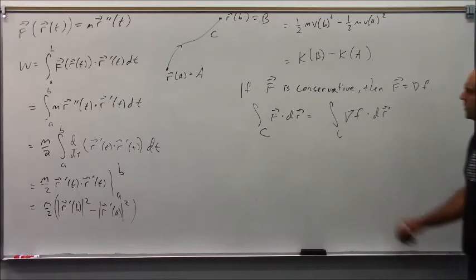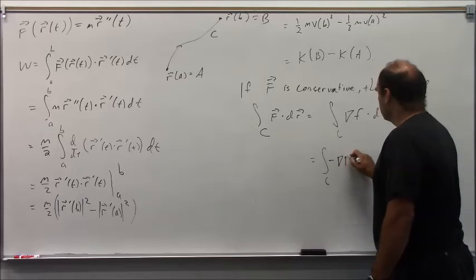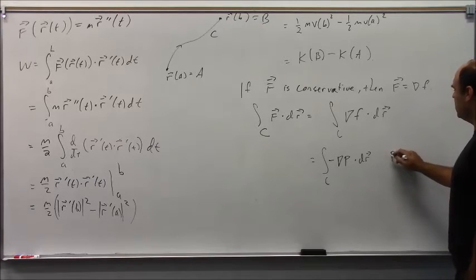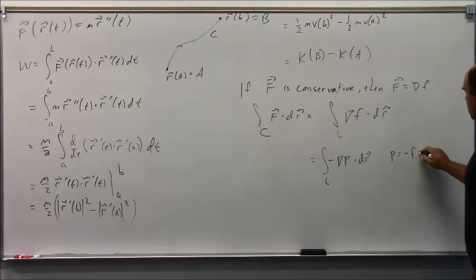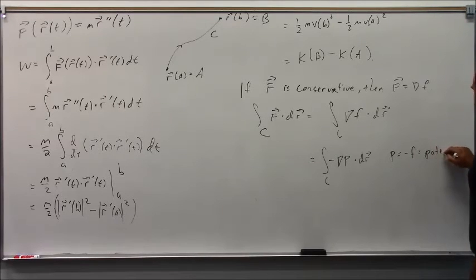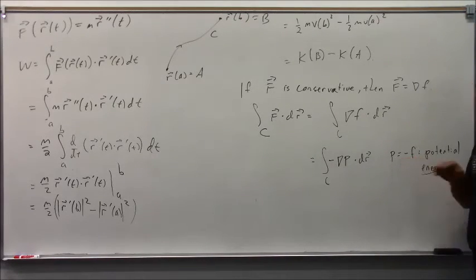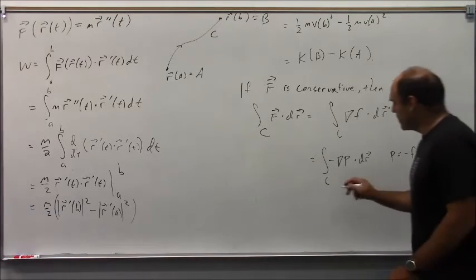And I'm going to introduce a new notation here. This is going to be the path integral over C of negative gradient of P dot dr. So P is equal to negative f. I just changed the sign on this. And P is called the potential energy of the object. So this tells us why we're using the term potential function for f. It's because it's related to this idea of potential energy for whatever it is we're moving, this particle we're moving.